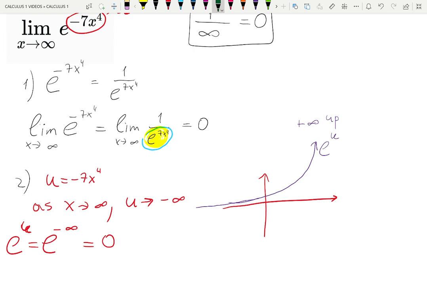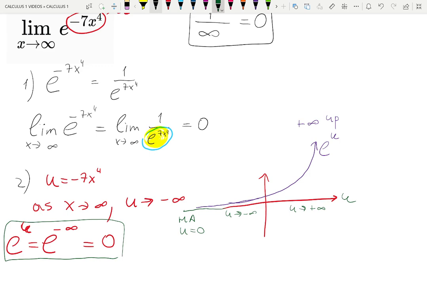Because u goes to plus infinity to the right, and u goes to minus infinity to the left. So because of the horizontal asymptote that exponential functions have, I know that the answer is 0 here on the left. Exponential function shrinks to 0.